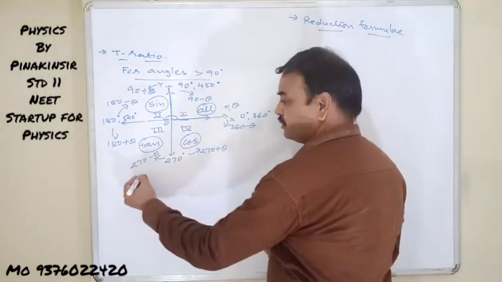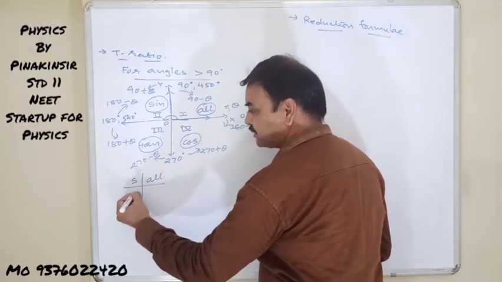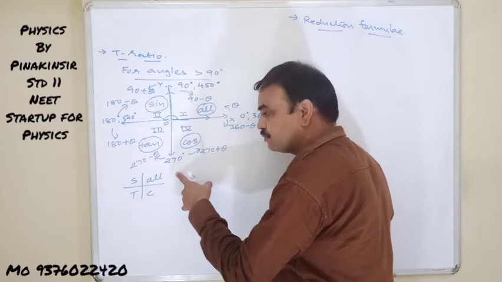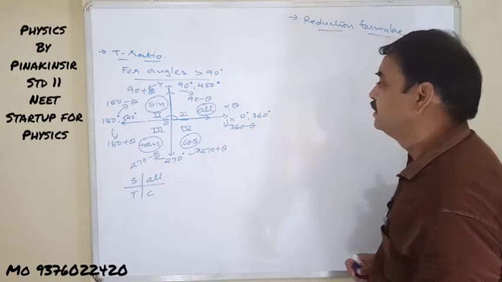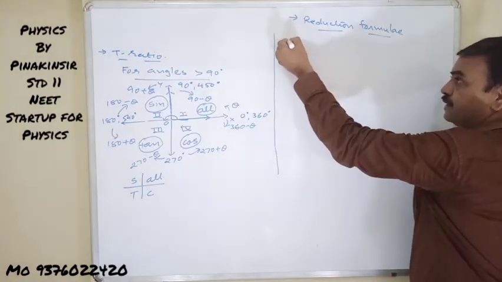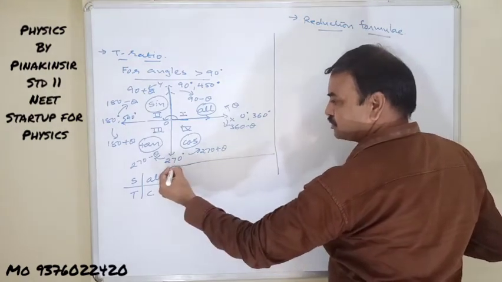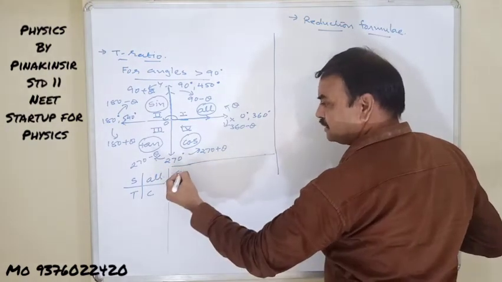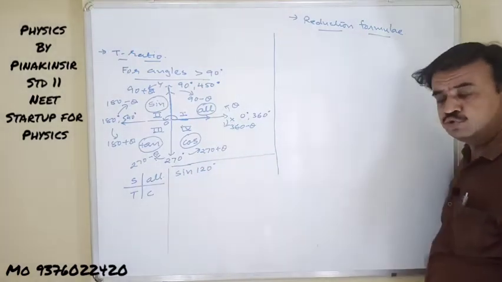Okay, you can shortly memorize it like this: all STC. All means all are positive, sine is positive, tan is positive, cos is positive there. Okay, now what is the reduction formula? If your angle is, say, you are asked to find the value of sine 120 degree, what you have to do?